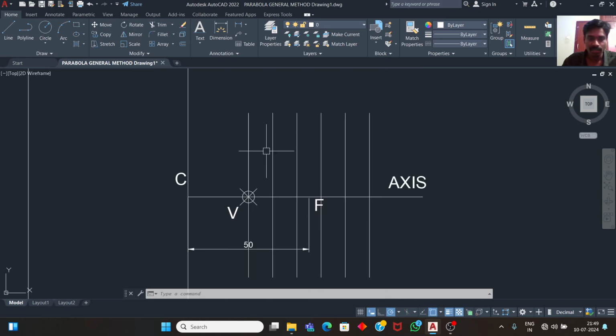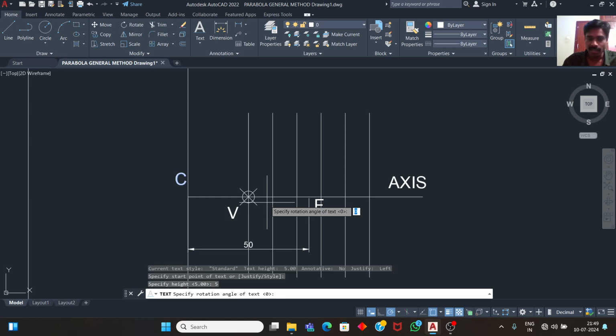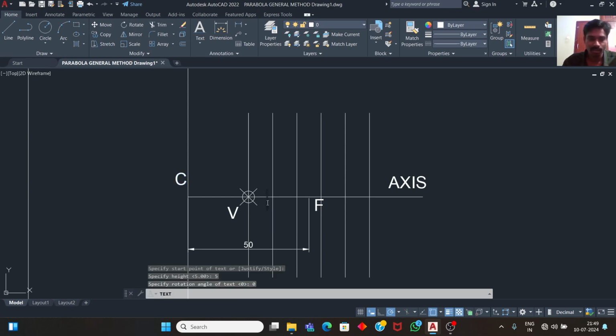Next, give the naming of these points. Point 1, point 2, point 3, point 4, and point 5. Further, click the single line text and click where you want. Enter the height of the text and rotation of the text. So this is point 1 and this is point 2, point 3, point 4 and point 5. Escape.